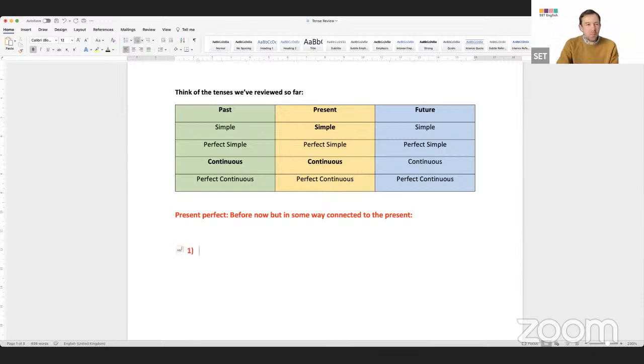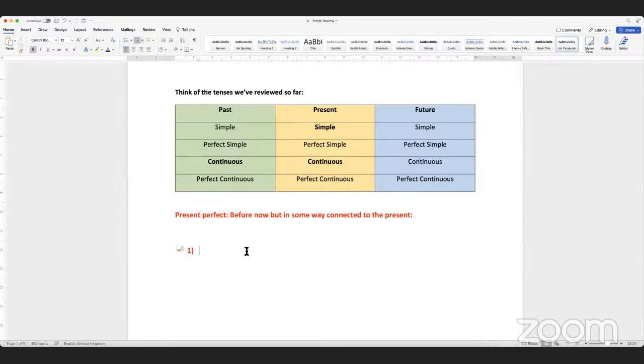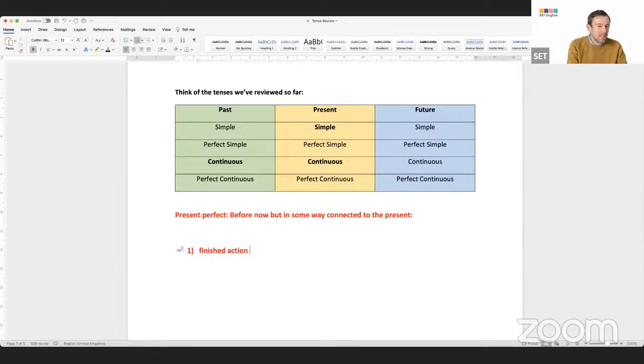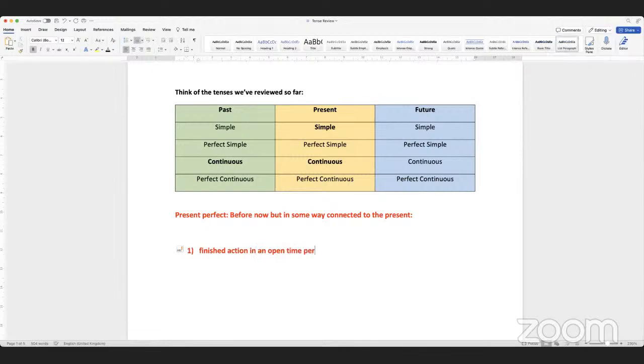What's the first one? Put your hand up if you think that you can tell me. Well, you can say, Farouk, if you want. Give me one of them. Finished action without a timestamp. Yeah, finished action without a timestamp. Now that means it's a finished action in an open time period, doesn't it? That's what it is.